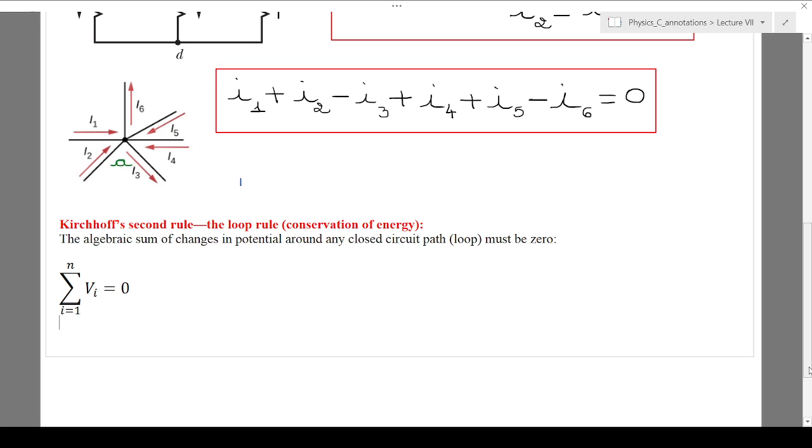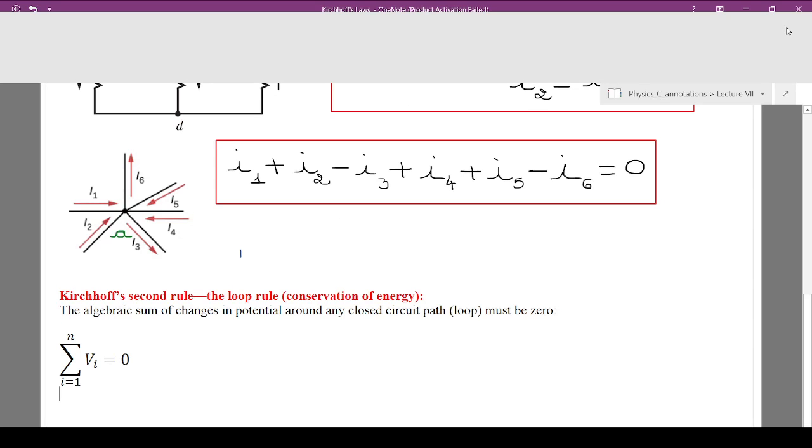Kirchhoff's second rule states that the algebraic sum of changes in potential around any closed circuit path or loop, what they call the loop rule, must be zero. That means, in other words, that the energy is conserved in a loop, which is what is expected, right, guys? So let me actually solve one example, and then this is going to become clearer.